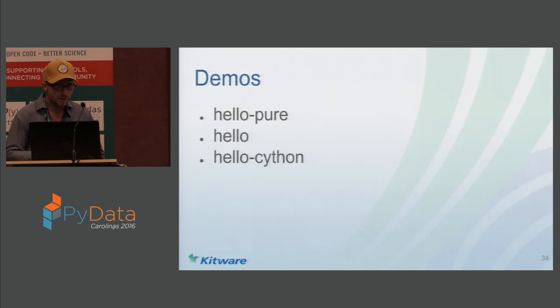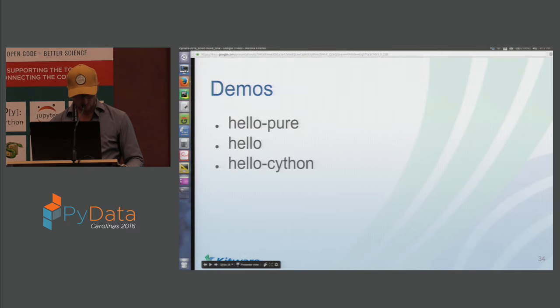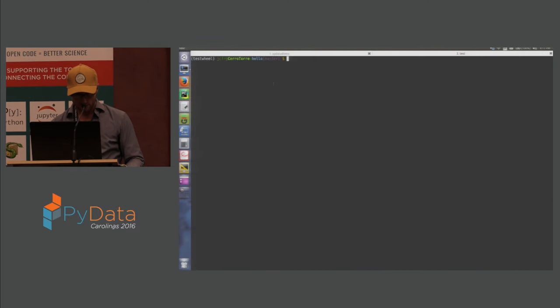Okay, now we're going to look at three examples: a pure project, then Hello going to be the one building the C++ extension, and then Hello Cython. And I'm going to just open my terminal and build this demo.